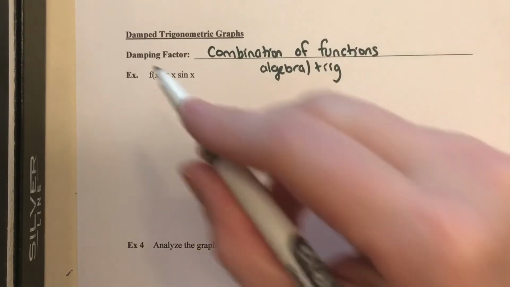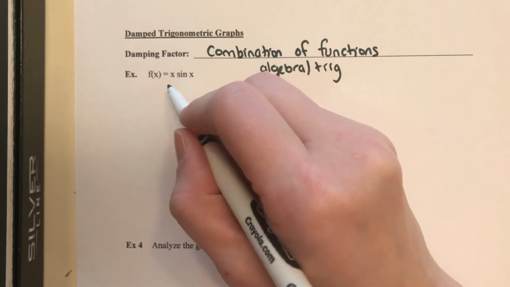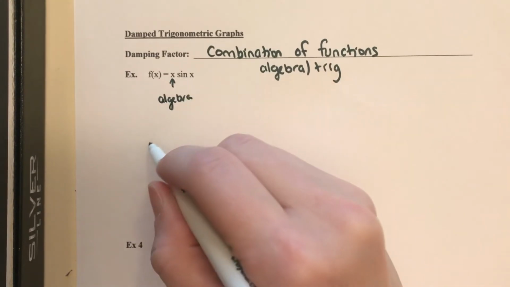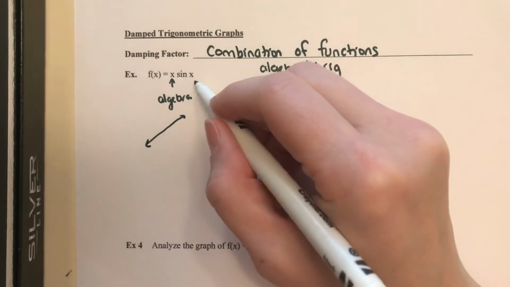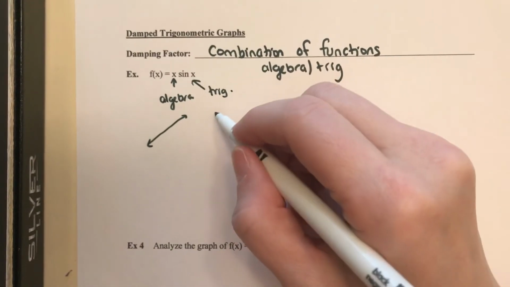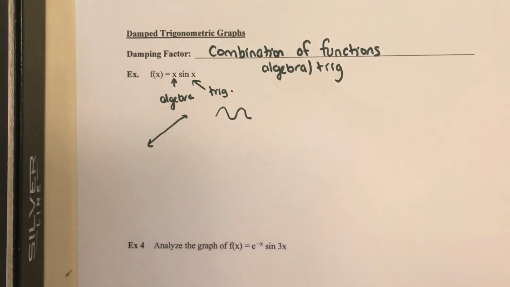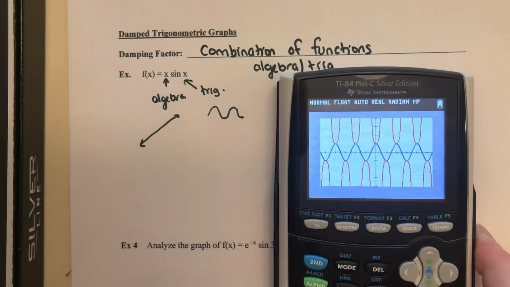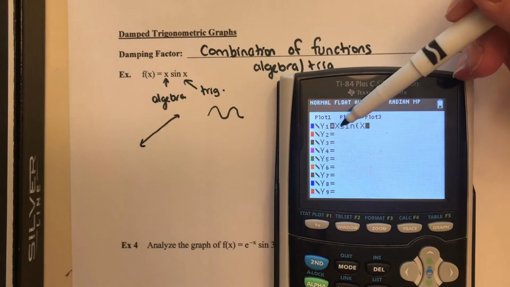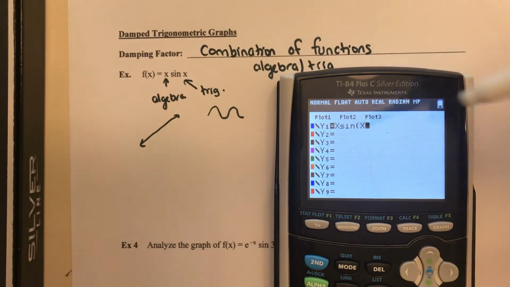So for example, if we look at number 1, we have x times sine of x. So we have an algebra function, and I know x looks like this. It's a diagonal line. And I have a trig function, which looks like this. So when we graph this, let's go to our calculator and let's type this in, x sine of x. Now if you have the Inspire, it's probably not going to graph this unless you put x times sine of x. So if it doesn't graph nicely, just go back and put in a times in between.